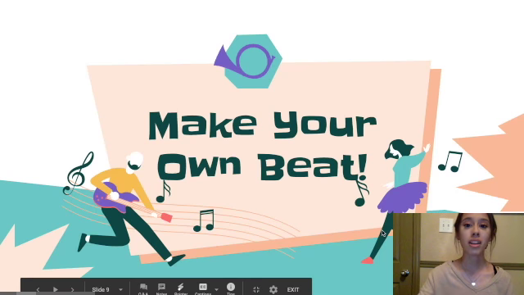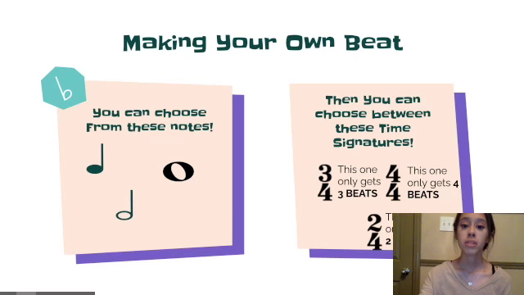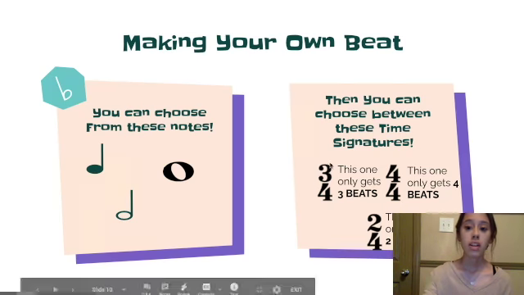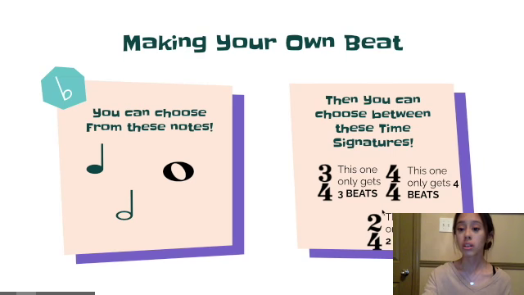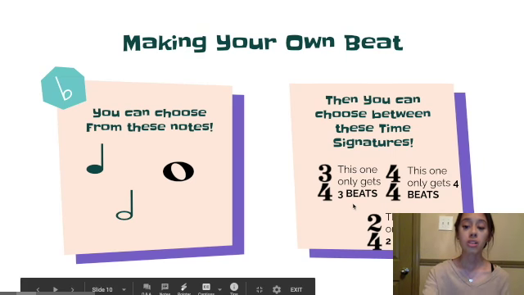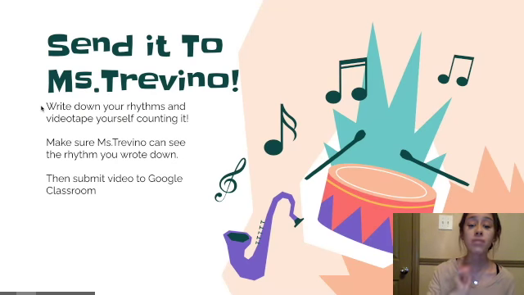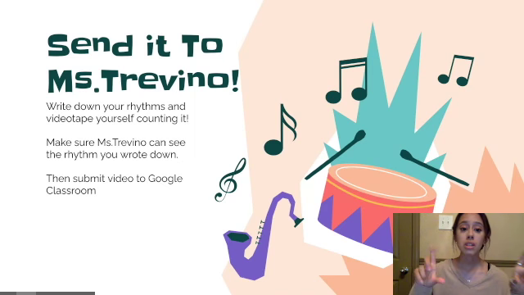Good job. All right. So now you're going to make your own beat, which is kind of like what we did in this little activity. So you can choose between a quarter note, a half note, and a whole note. Then you can use a time signature of 3-4, 4-4, or 2-4. And those tell you how many beats you can have in those measures. And you only need to do 1 measure. So then once you're done with that, I want you to videotape yourself doing it and saying it on a videotape. And then also you're going to make sure that Miss Trevino can see the rhythm that you wrote so I can make sure that you did it right. So then you're going to submit that to Google Classroom on the little assignment that you'll see there.